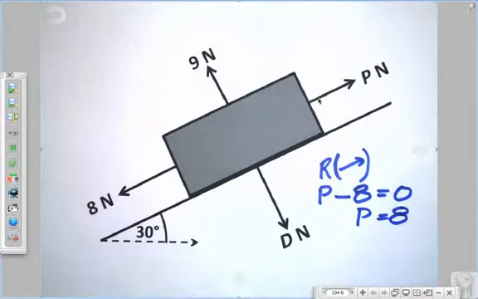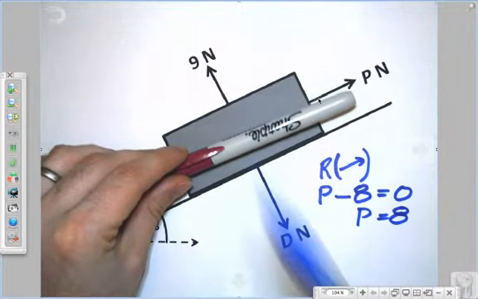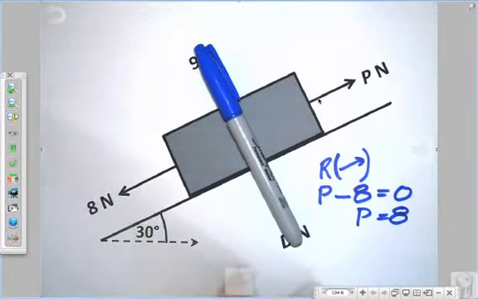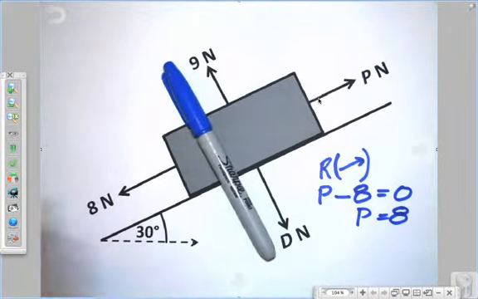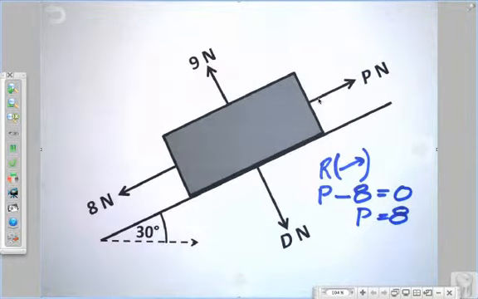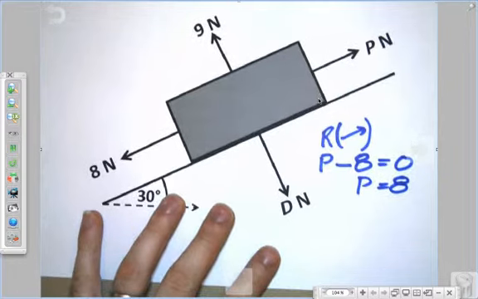Don't forget, if you're getting confused by which forces to include and which ones not to, because we're resolving in a direction parallel to the plane, if we lay our pen on perpendicular to the plane, it completely covers up those two forces, so we can ignore them. Once we've resolved parallel, we're now going to have to resolve perpendicular, as our two directions always have to be at 90 degrees to each other.